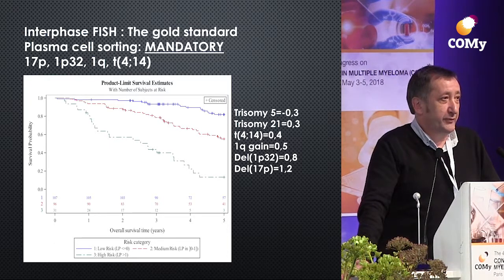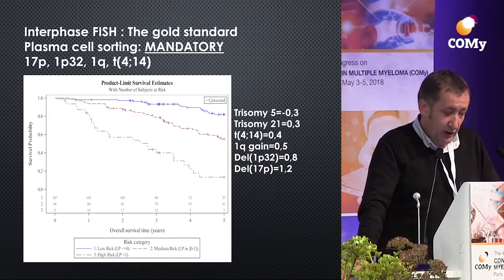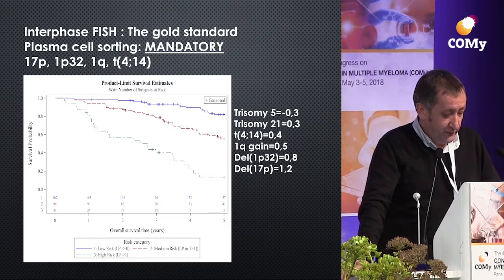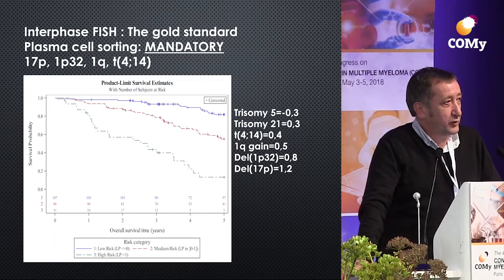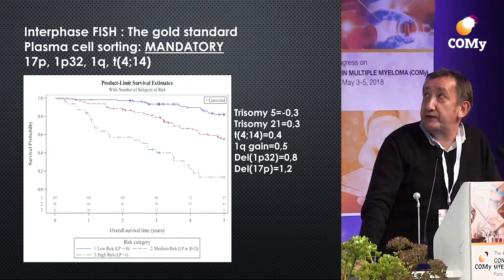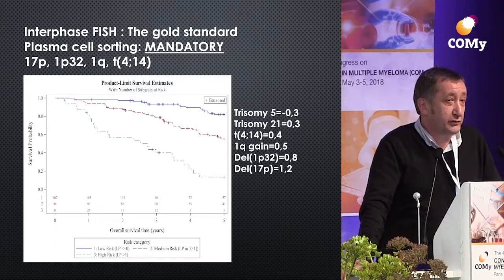And using SNP array, we were able to look at all the chromosomal abnormalities, and we came up with 6 abnormalities. One is associated with good prognosis, which is trisomy 5, and all the others are associated with poor outcome: trisomy 21, 4;14, 1q gain, deletion 1p, and deletion 17p. And so we did propose an algorithm, and you just take this number and you add plus, plus, plus.